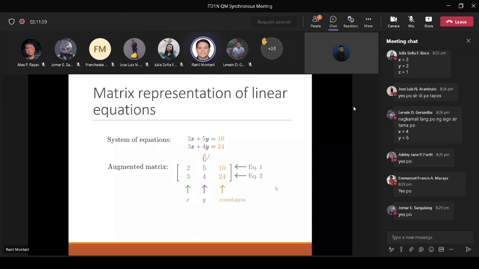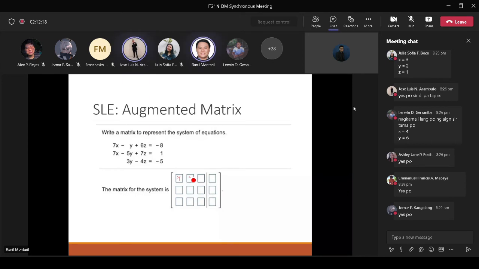Let's have an SLE. Can you tell me the answer here? From these three equations, three unknowns, what would be the equivalent augmented matrix? So this will be, dictate. 7. This is what? 1. It's negative 1. This is positive 6. Negative 8. 7. Negative 5. Positive 7. 1.